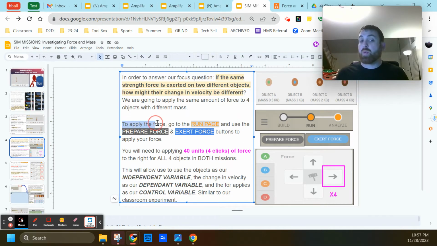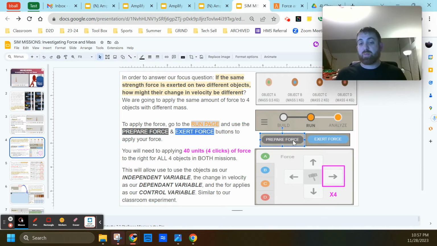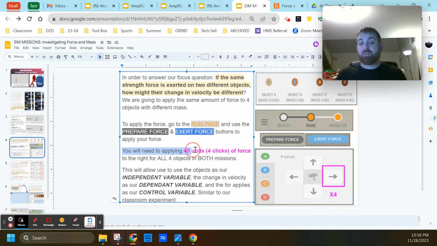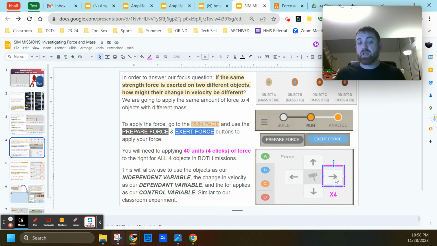What we're going to do to apply those same strength forces, you're going to go to the run page. So that would be the run, the middle dot here in the navigation page. And you're going to use the prepare and exert force button to apply your force. So you hit prepare to exert once you're done. You're going to need to apply 40 units or 4 clicks of force to the right for all four objects in both missions. So you go to a little force window, 4 clicks to the right for all four objects.